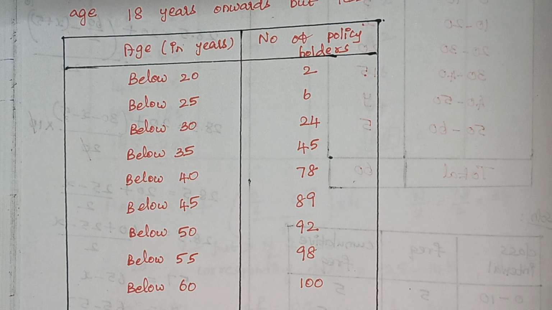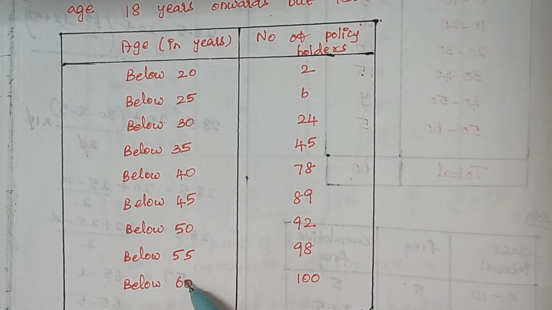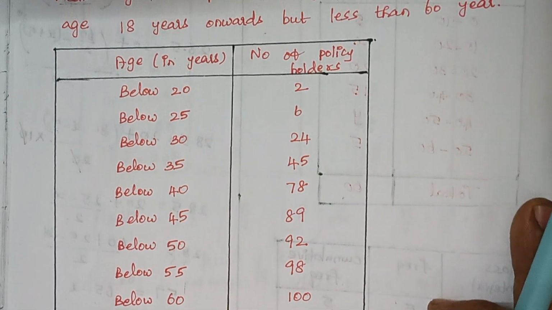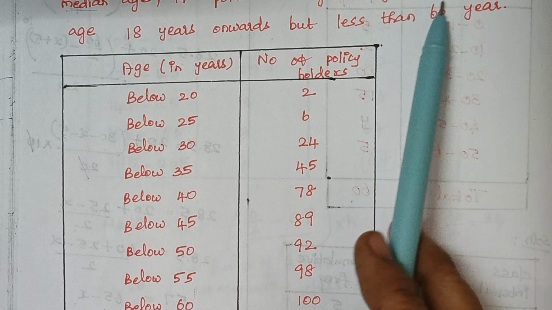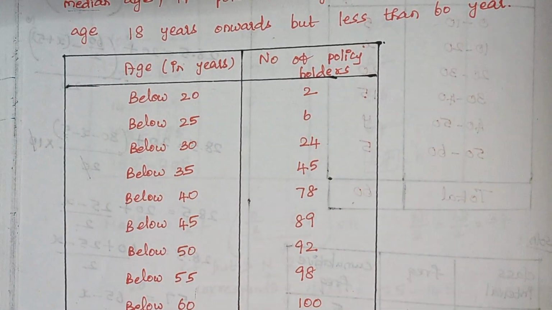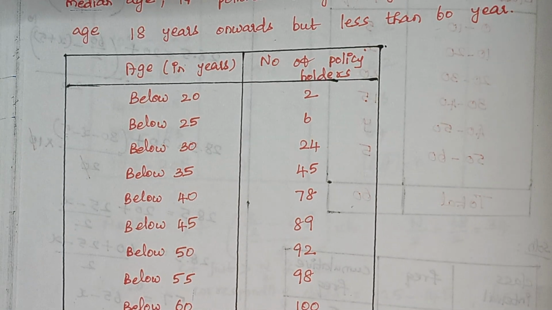The first step is you have to frame the intervals and then calculate the frequencies or cumulative frequencies, depending upon the given data. So here the first thing is below 20, right? But what is the limit? The policy can be given to persons whose age is 18, from 18 to less than 60, right?